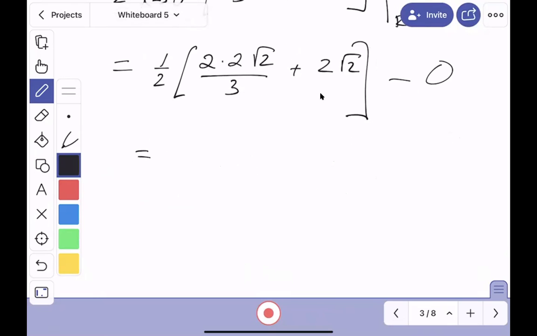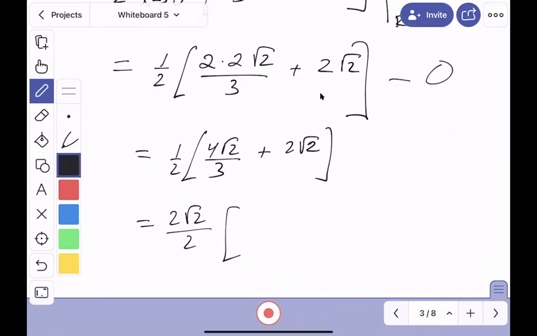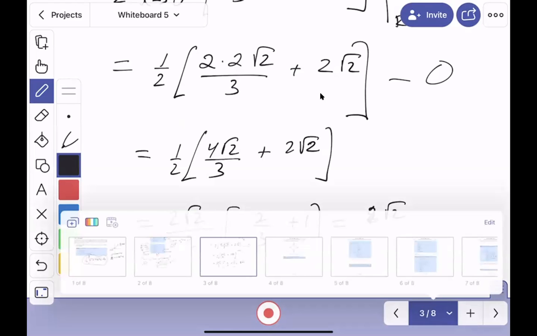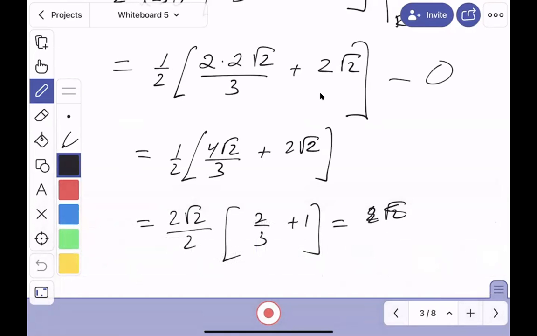And if I did that, I would get, oh boy, I've got to do arithmetic now. 1/2 times 4 root 2 over 3 plus 2 root 2. I'm going to factor out 2 root 2. So 2 root 2 over 2, and you would get 2/3 plus 1. I hope I don't make any mistakes with the arithmetic. Oh, that's just root 2, right? And then 2/3 plus 1 is 5/3, right? And that's going to be 5/3.